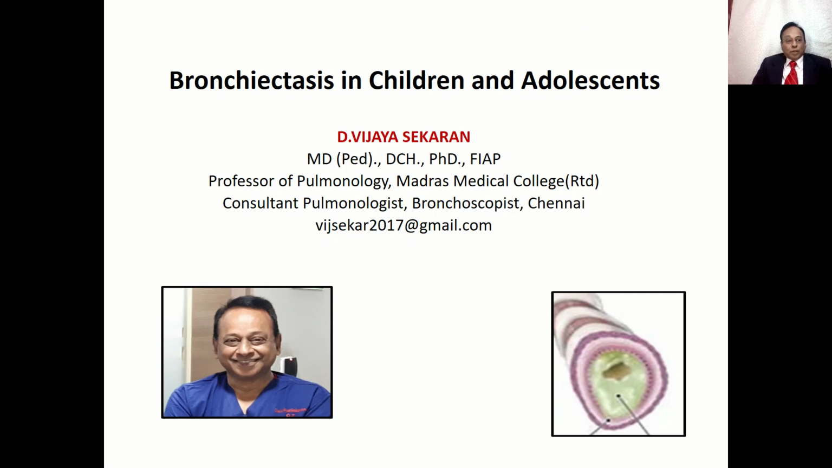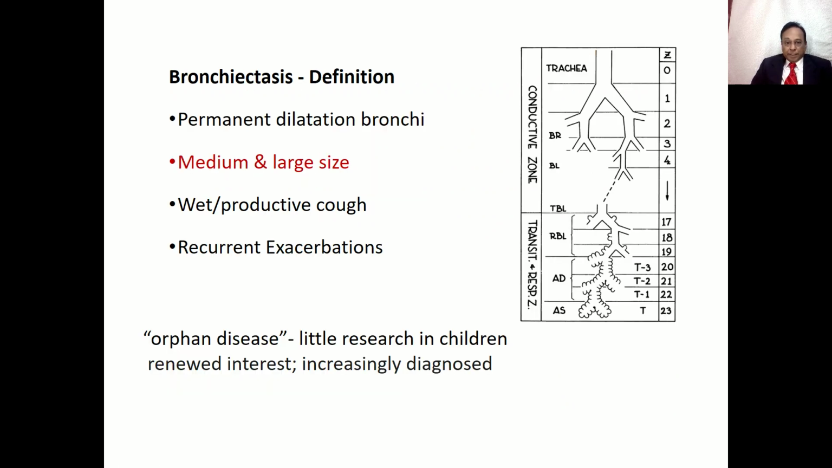Today we are going to discuss bronchiectasis in children as well as in adults. I think this is a very interesting topic. Before that, let's finish the definition of bronchiectasis. It is abnormal permanent dilatation of the bronchi, which everybody agrees on. And it occurs in the medium-size and large-size bronchi.